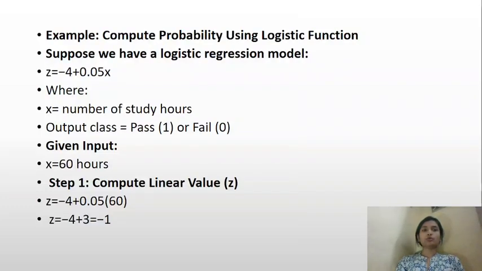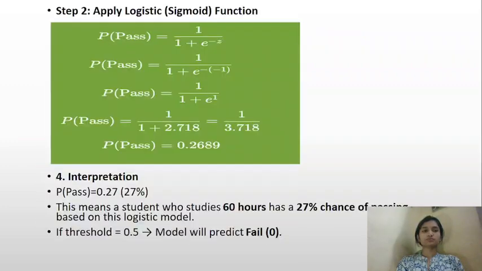Example, compute probability using the logistic function. Suppose we have a logistic regression model. Z is equal to minus 4 plus 0.05x, where x is equal to the number of study hours. Output class is pass or fail. Given input x is equal to 60 hours. In step 1, we will compute the linear value. Here we have calculated z, that is minus 1.